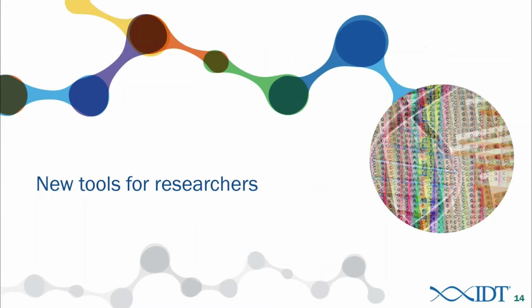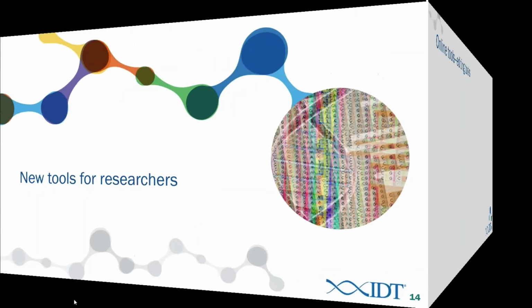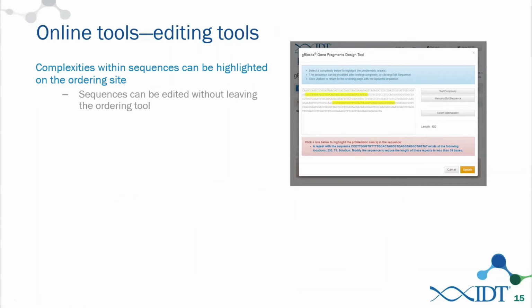Okay, I want to switch gears a little bit now and talk about some of the new tools that we've developed to help researchers. One of the things that I mentioned earlier on in the talk is that we can't create every sequence of DNA that everyone wants. And the reasons for that have to do with the structure of DNA itself and just limitations to synthesis. There's certain things like high GC content, repeat density, and secondary structure that can complicate synthesis. They can also complicate things like cloning and a lot of downstream applications.